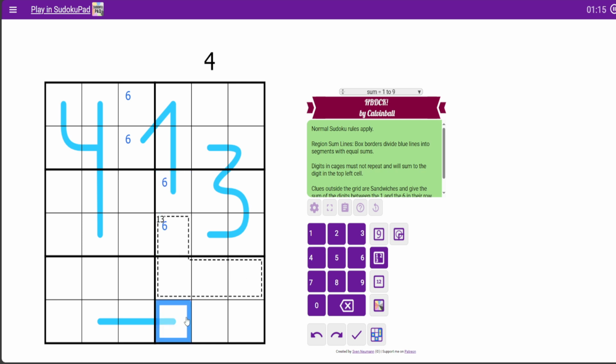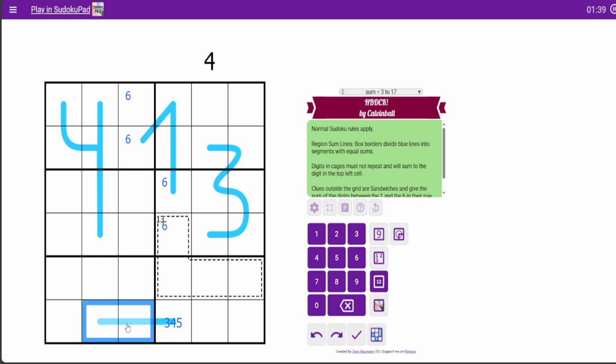Now we can't have 1, 2 here because the smallest these could add to would be 3, 1 plus 2. So we could do 3, 4, 5, 6, but because of the 6's here in column 4, we can't have a 6 in that cell actually. So that is only 3, 4, 5.